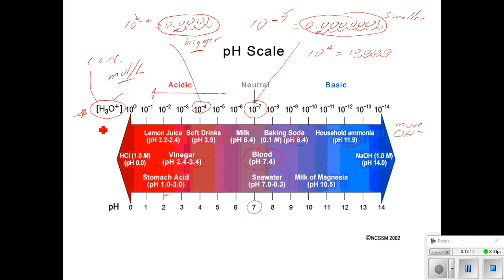And way over here, there would be more hydronium, but there would be fewer of the hydroxide. So kind of an inverse relationship between the amount of hydronium increasing the acidity and the amount of hydroxide ions.